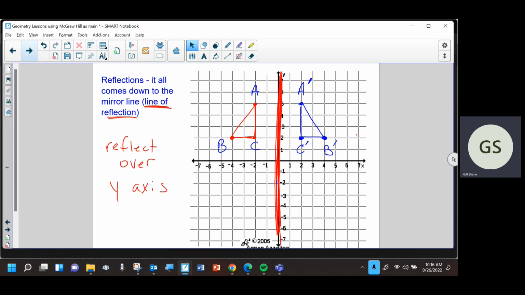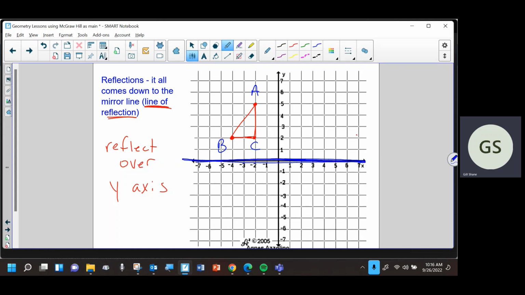I'm going to use, I guess green will show up good enough. So now that was our reflection over the y-axis. Now let's just pick a different reflection line because that's really the only thing that ever changes. The way you do it never changes. So now let's say they said reflect it over the x-axis. So if they now said x-axis, again, I just draw in my line of reflection, which is the x-axis now.